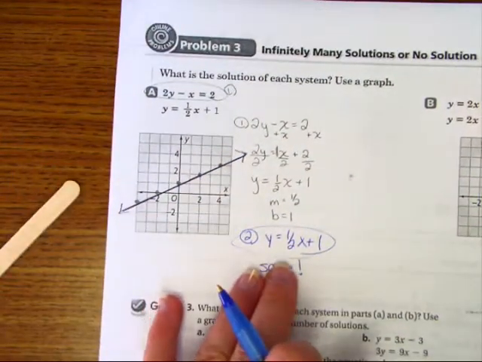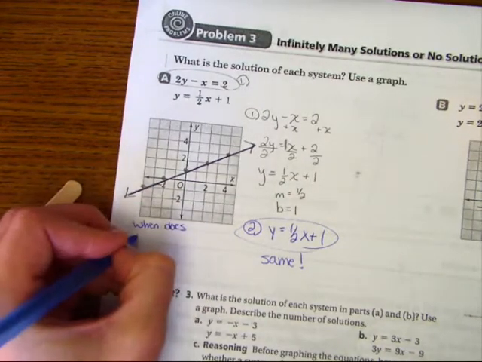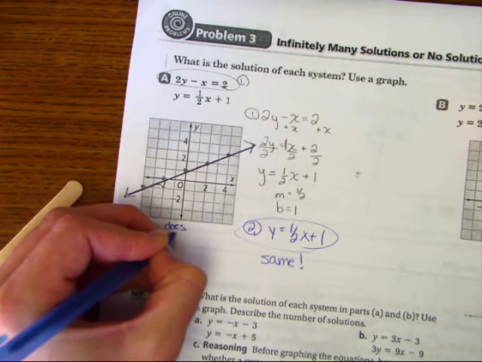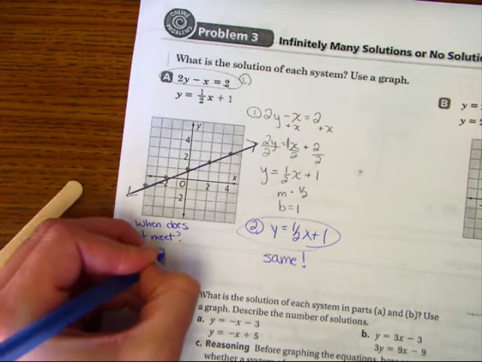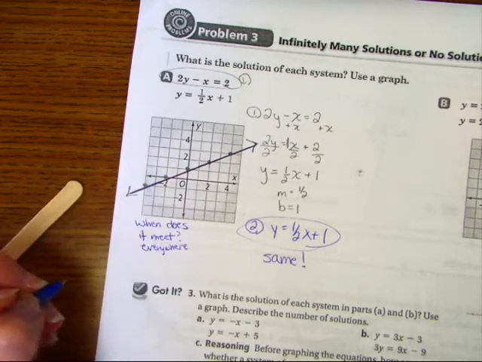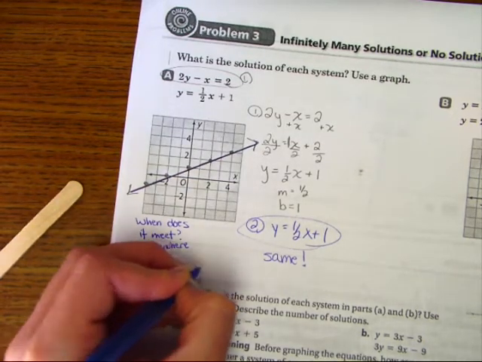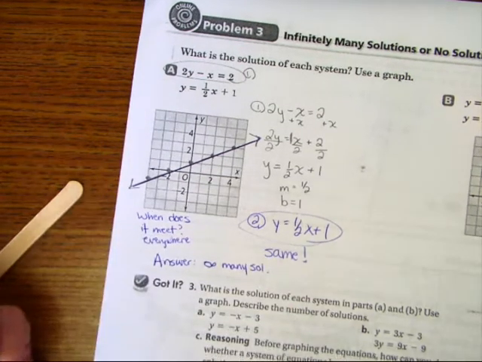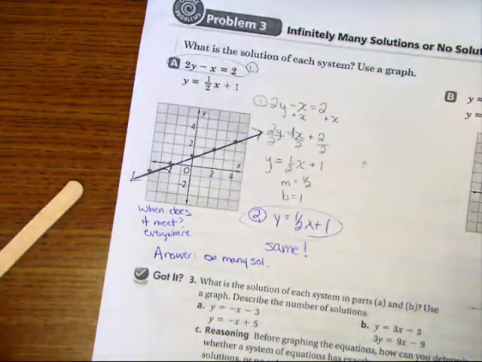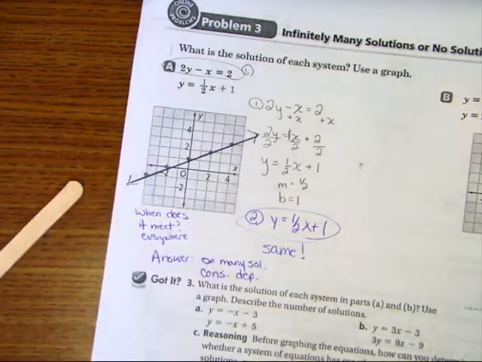If this happens, it's like asking this question: when does it meet? And that might sound kind of funny, right? Because it meets everywhere. Well, in math, we say it meets infinitely. So our answer is infinitely many solutions. And we can even go on to say, if we want to, that it's consistent and that it's dependent. And that comes from the previous page. Let's look at part B.